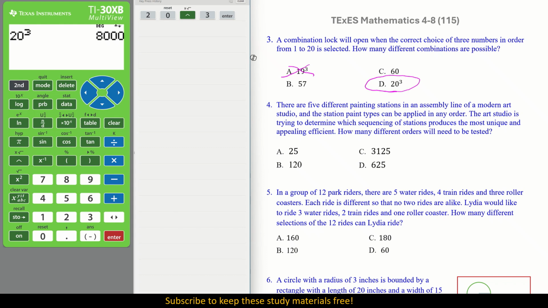There are 5 different painting stations in an assembly line of a modern art studio, and the station paint types can be applied in any order. Okay, don't let that fool you. Okay. Here, let me highlight that. Be careful with that. One thing, we have different paint types.